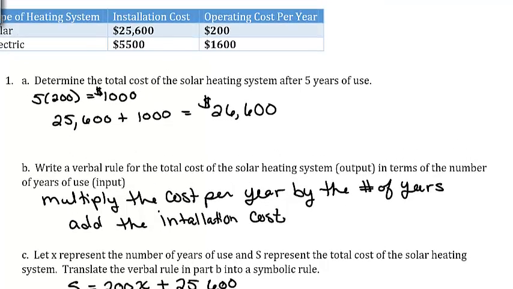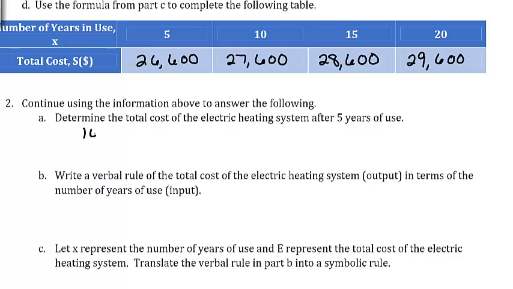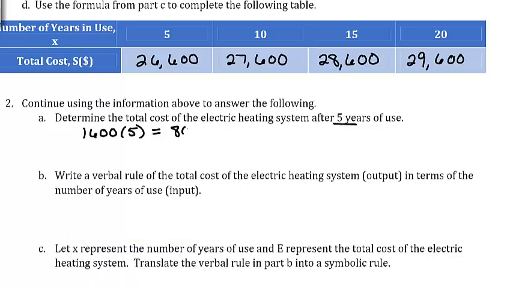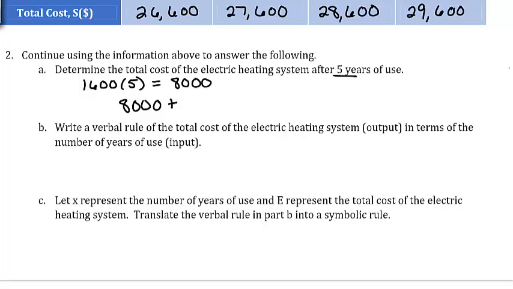And so for the electrical system, it's going to cost us $1,600 per year. And we're doing this for 5 years. So we're going to multiply our yearly cost by the number of years. And so that's 1,600 times 5. So that'll be $8,000. And then we have to add on to that the installation fee. And the installation cost was $5,500.